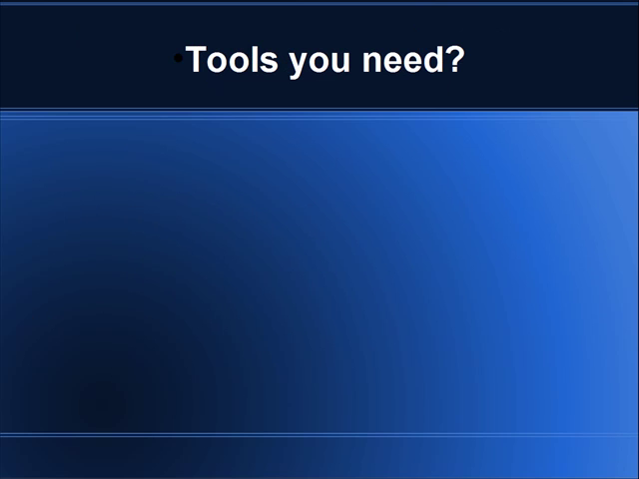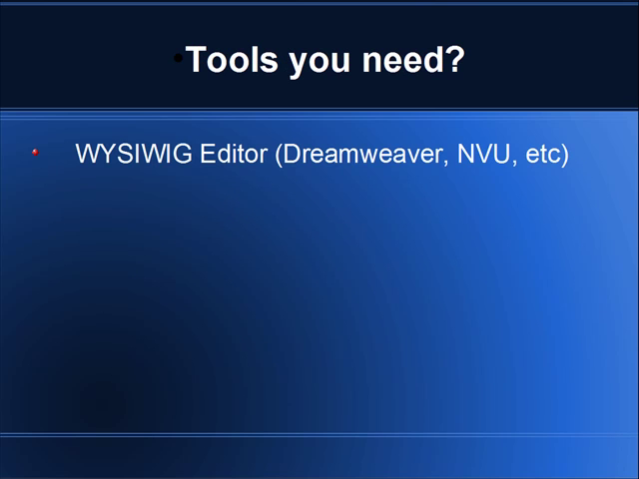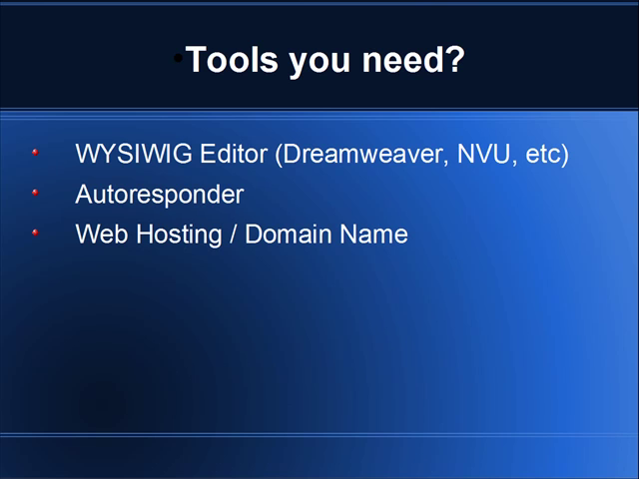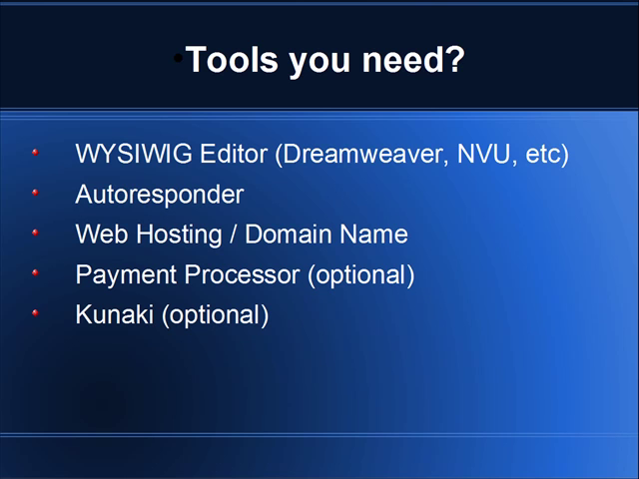Now you are going to need some tools. As I mentioned earlier, you have a WYSIWYG editor, Dreamweaver or NVU, an autoresponder. We're going to use Aweber, web hosting and a domain name, so you need a website, a payment processor, which is optional if you choose to produce customer-based leads, and Kunaki if you do decide to use the free CD method of getting customer-based leads. Kunaki, if you don't know, is a service that develops CDs for you. And I'll show you just in a minute what that looks like.